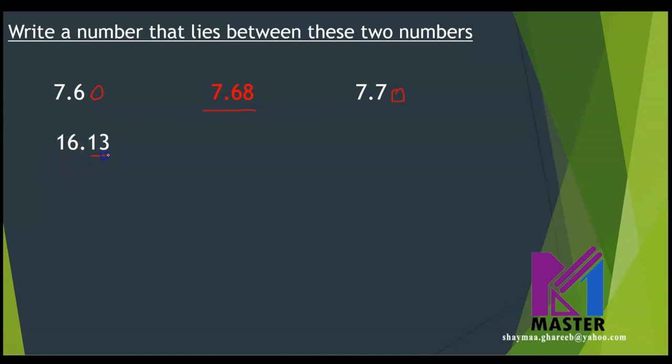16 and 13 hundredths, 16 and 14 hundredths. So I can add 0 to both numbers. Then I have 130 and 140. So any number between them, I can write 16.131, 132, 133, 134, and so on up to 139. So you can pick any number and just write it in between, because this question just asked for a number that lies between these two numbers, not a halfway number.